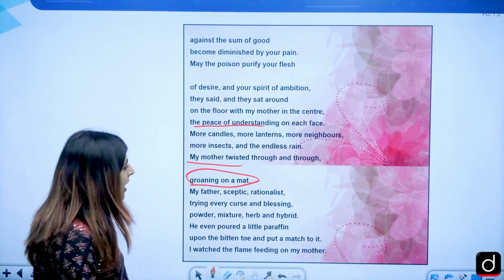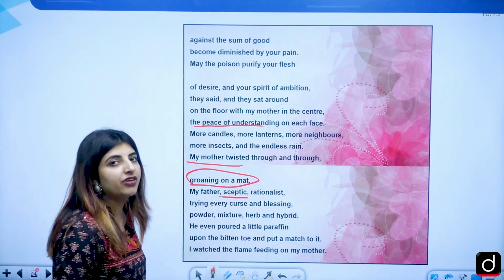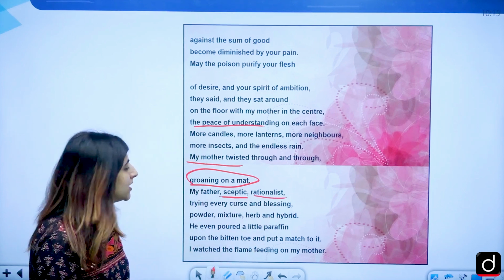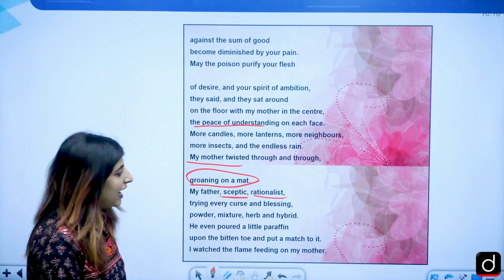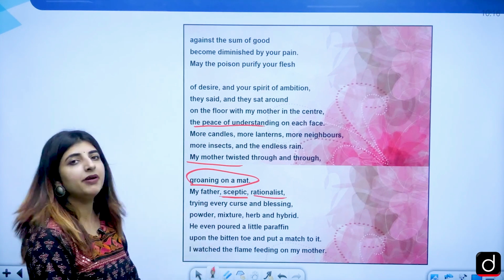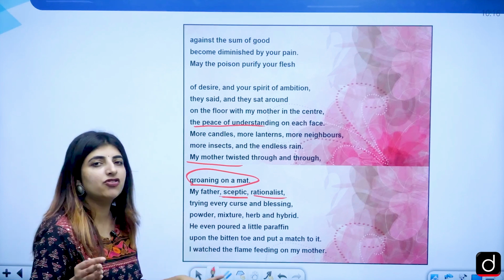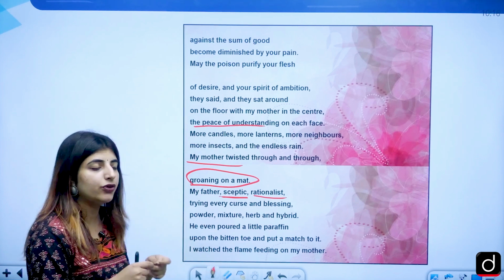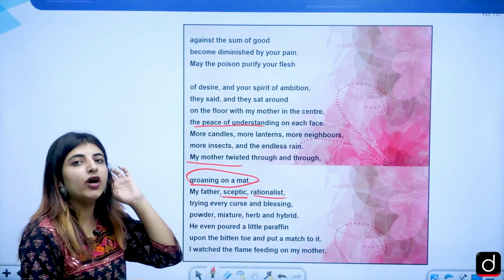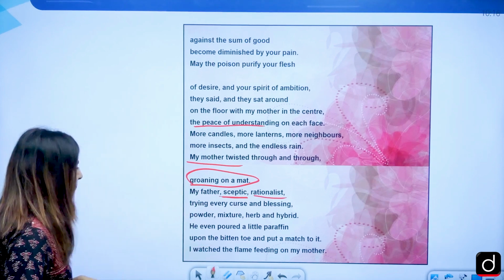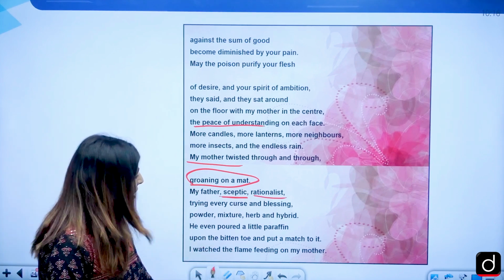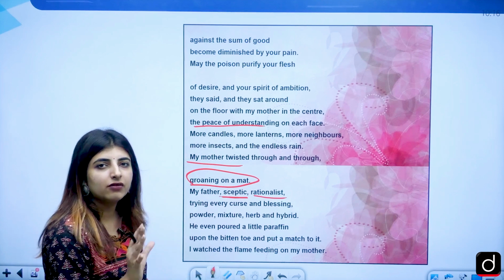So my father had been a person who's really doubtful, but he holds some kind of logic in his mind. He was also trying every curse and blessing. Powder, mixture, herb and hybrid. So any kind of mixture he was also trying which could stop the poison from having an effect on the mother's body. He even poured a little paraffin upon the bitten toe and put a match to it.